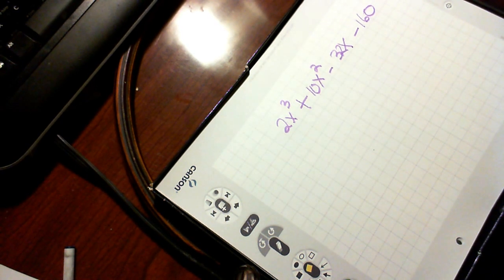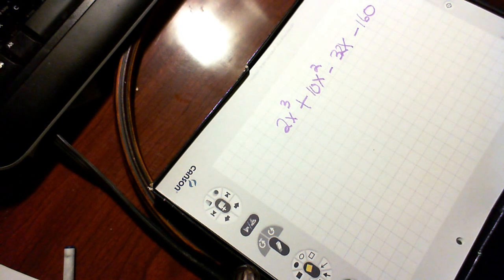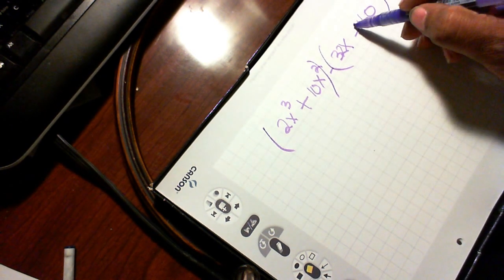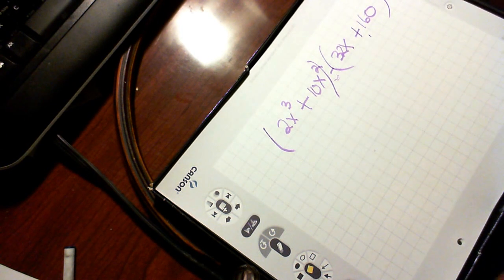Of course, if you have something like this, the first thing you want to think about is grouping. We're going to try to group this. And again, you may group it and not be able to factor anything. If you cannot factor anything, then it means that it is prime. If you can factor something, then you will write out the factors. So group these two and group these two. Remember, negative, you make this a positive.